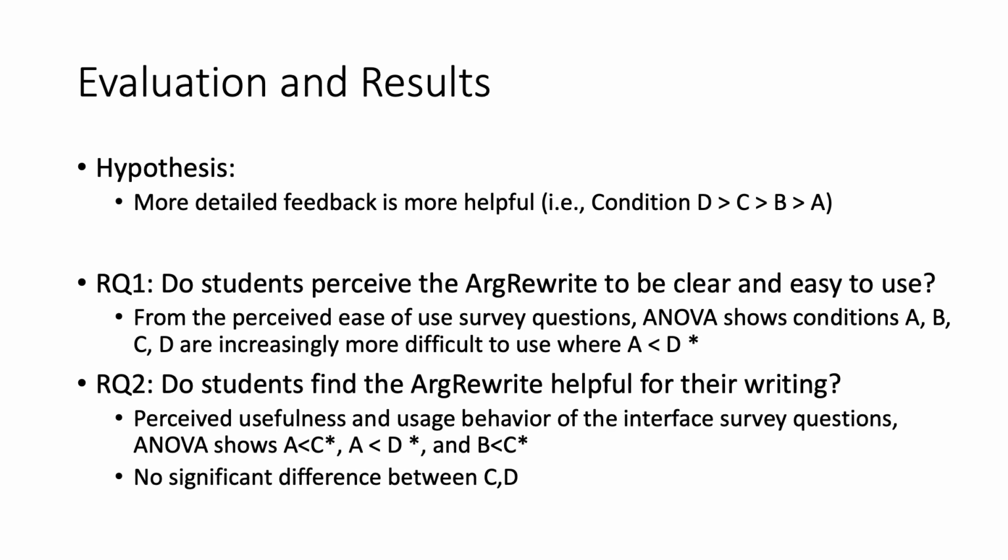Then we ask, do students find the algorithm helpful for their writing? Perceived usefulness and usage behavior survey questions show C is significantly more useful than A and B, and D is more useful than A. Overall, we can say that detailed feedback is more useful than no feedback or binary feedback, which supports our hypothesis.